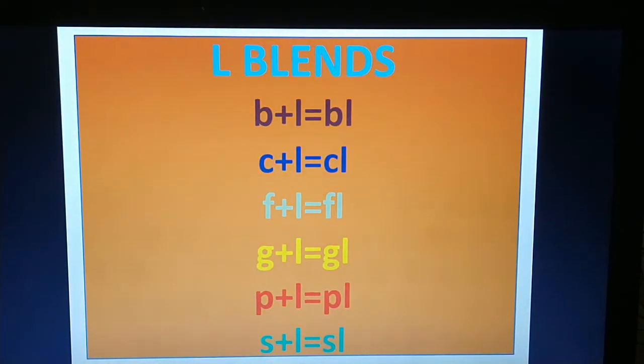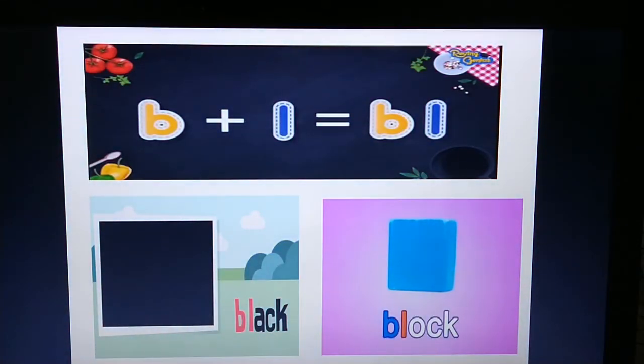So today we will learn about L blends. And L blends with B, L, bl, C, L, cl, F, L, fl, G, L, gl, P, L, pl, S, L, sl. Now, let us see some words with these blends.